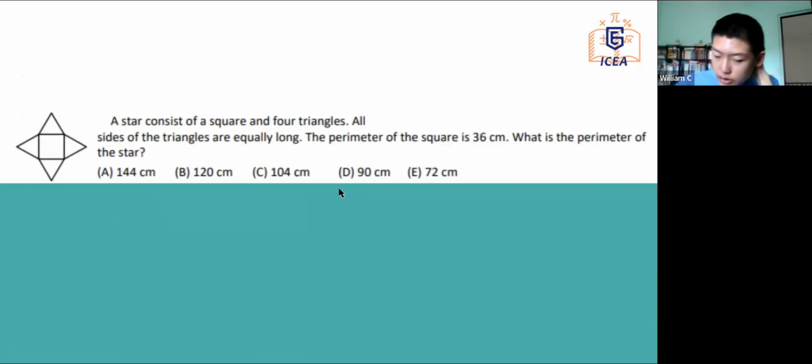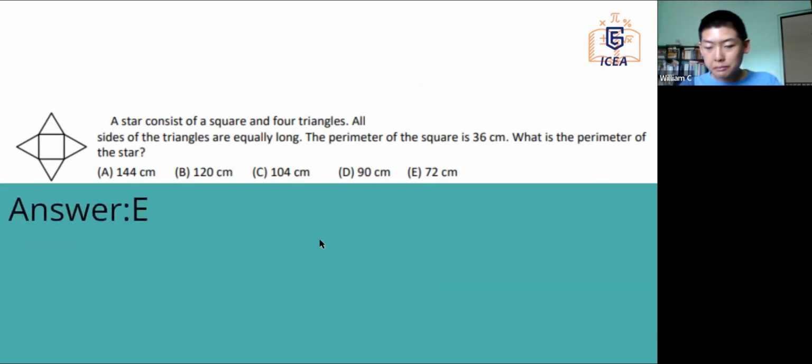The star consists of a square and 4 triangles. All sides of the triangles are equally long. The perimeter of the square is 36 centimeters. What is the perimeter of the star? So I'll give you some time to think about this, and if you think you have the answer, please type it in the chat. So the answer is E. This is right, I just won't explain it.